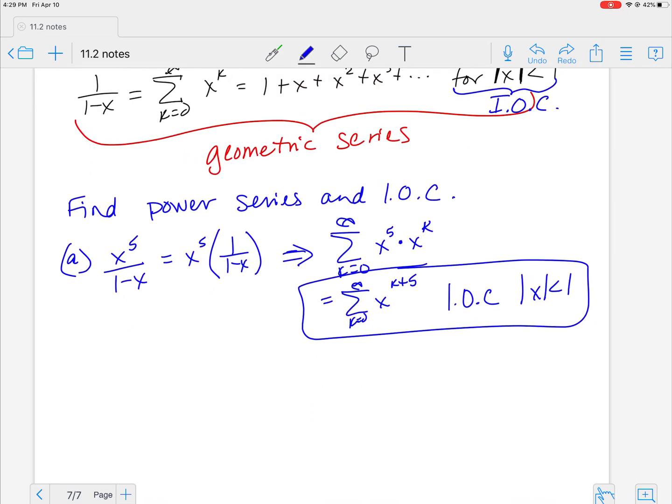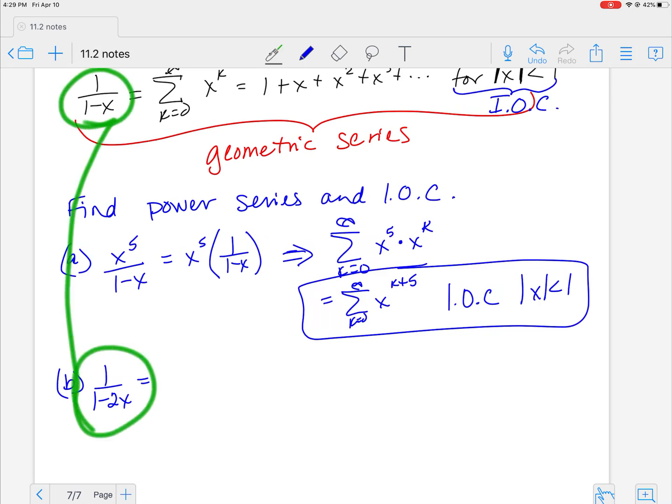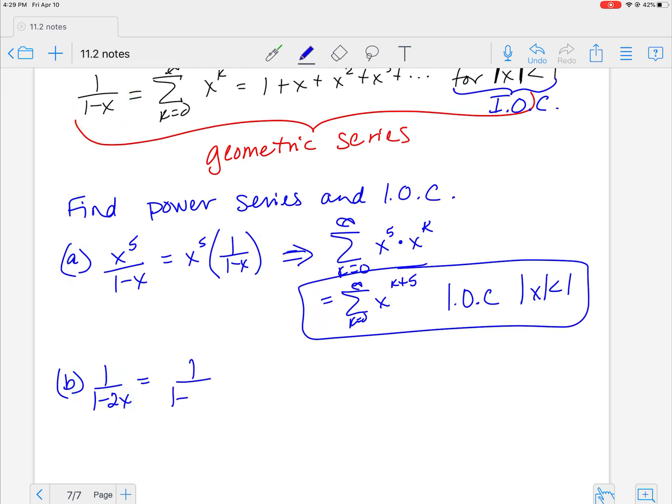I'm going to make this to where you can see both of them. B is 1 over 1 minus 2x. Close, right? The biggest difference between these two is the fact that I have this 2 in there. So you could write it as 1 over 1 minus, and I'm going to put this 2x in parentheses because that 2x is that input value.